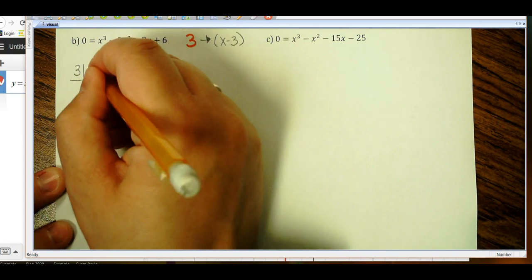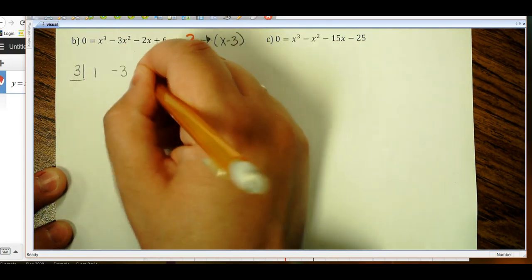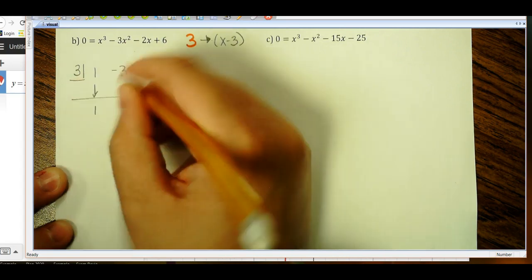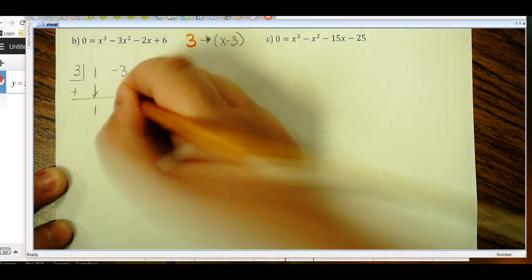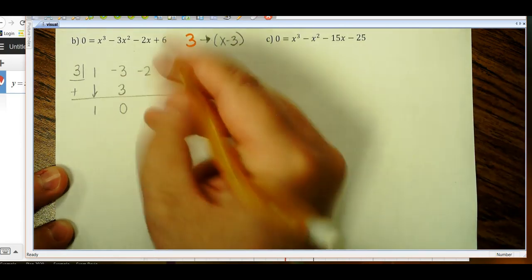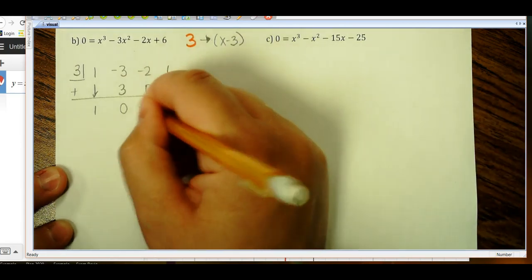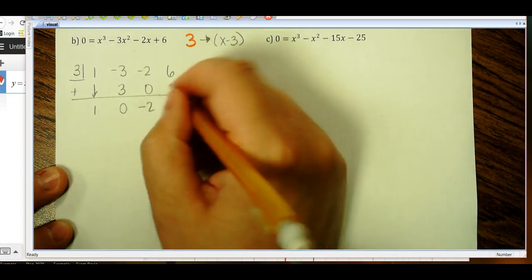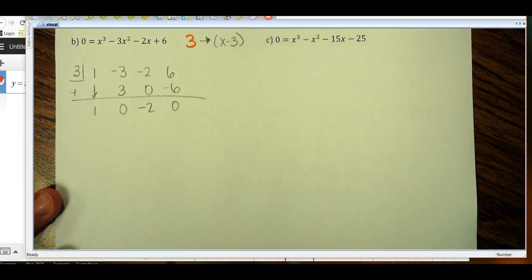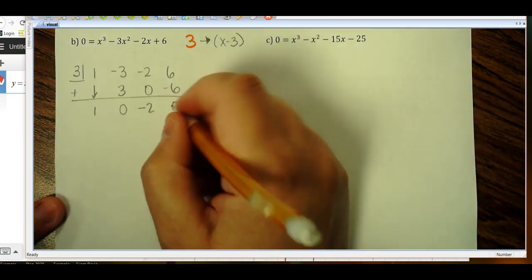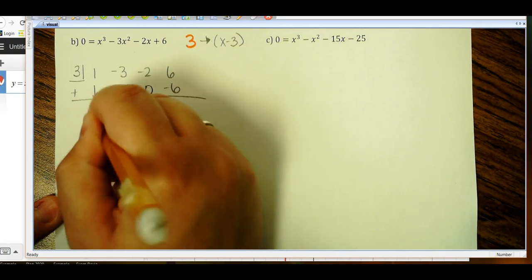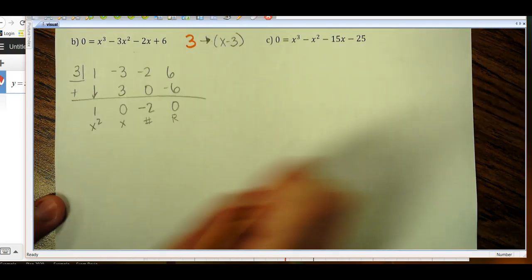Write down your coefficients, 1, -3, -2, and 6. Bring this down. 3 times 1 is 3. That goes in the next open spot. This actually adds up to 0. 3 times 0 is 0. This is -2. 3 times -2 is -6. And this is what we would expect. You won't have a remainder because you know you have a factor. This is your remainder, your plain number. No x. This will be x squared. So here's what this means.